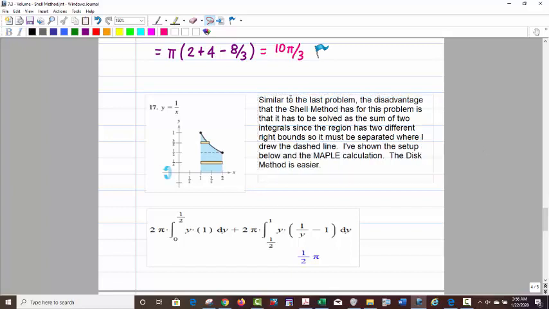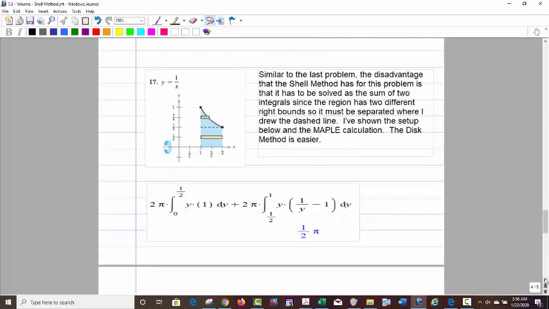Well, I didn't draw the dash line. I guess the dash line was already there. So let me set this one up. And I'm going to go back to the book and show you a different kind of thing where this actually depends on where you're revolving. It's actually easier with the shell method. But this one is not. It's because of the different right bounds here.